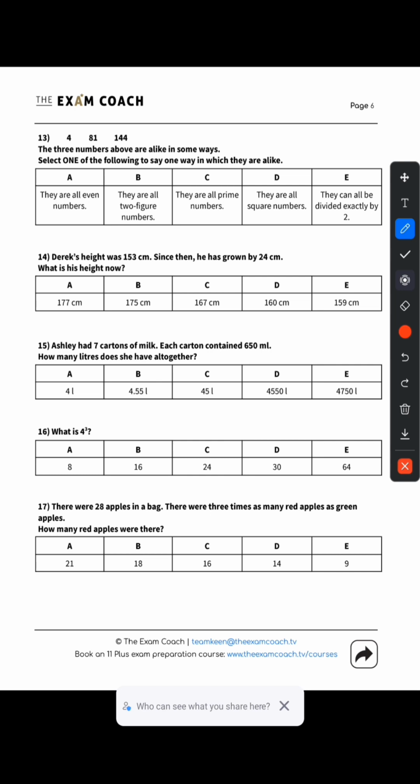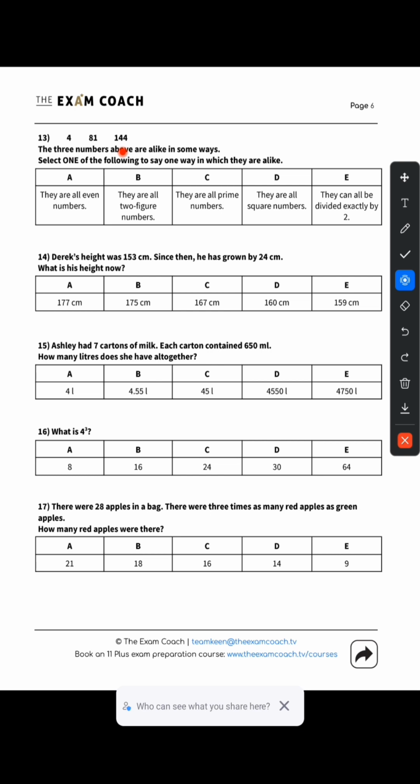The 3 numbers above are alike in some ways. Select one of the following to say one way in which they are alike. A. They are all even numbers. They are not all even numbers because 81 is not an even number. B. They are all 2-figure numbers. They are not all 2-figure numbers because 4 is a 1-figure number. C. They are all prime numbers. They are not. None of the numbers are prime numbers. Prime numbers are numbers that no other number can divide except 1 and themselves. So 2 can divide 4, 3 can divide 81, and 2 can divide 144. They are not prime numbers.